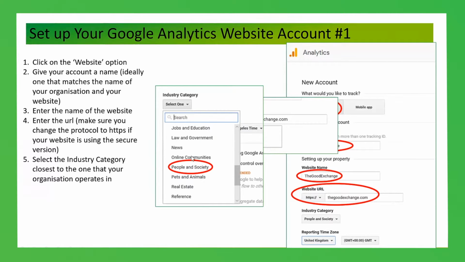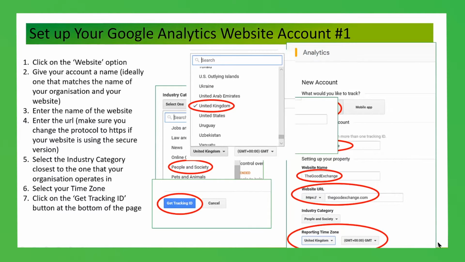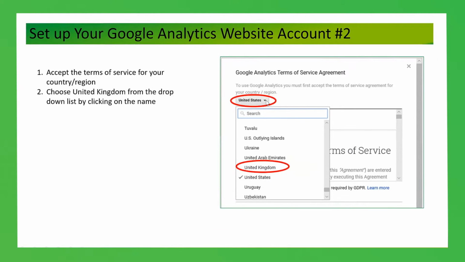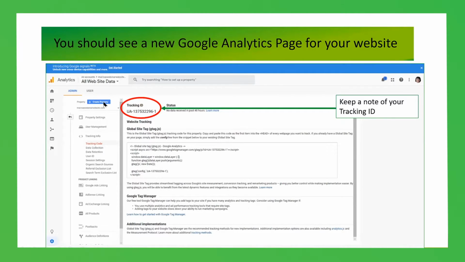And then select the industry category closest to the one that your organization operates, and select your time zone for reporting. Click on the Get Tracking ID button, choose the terms of service for the United Kingdom, and you will be presented with a page which gives you a tracking ID.